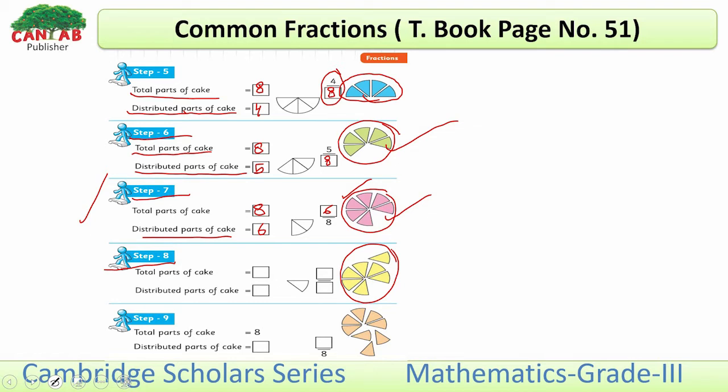7. 1, 2, 3, 4, 5, 6 and then 7. So here will be 7 by 8 and one part left. Total parts 8 and distributed parts 7. Now total parts 8, distributed parts of a cake 8. So remaining parts, no. All parts have been served.